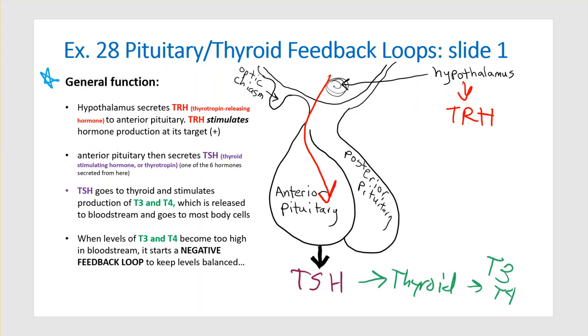And then once levels in the bloodstream get high, we have to turn off production so that we keep everything in balance. We're going to start our negative feedback loop once our blood levels get too high, and that'll be on the next slide.